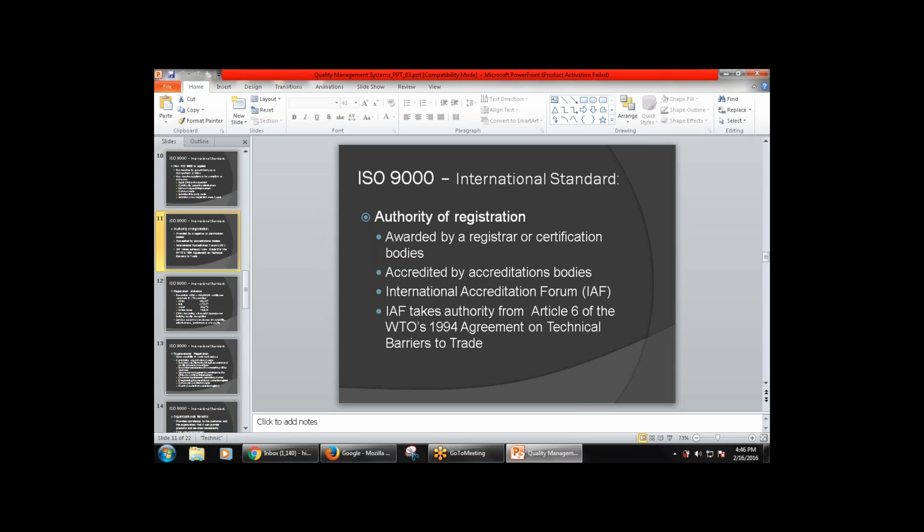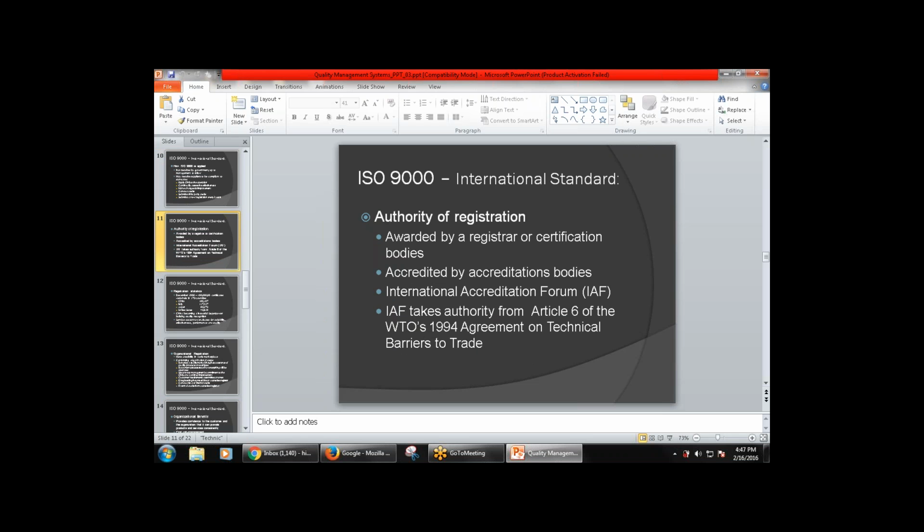Now, the next part is the authority of the registration. That is, by which authority will the registration be carried out? It is awarded by the registrar or certification bodies. That means whenever I want to register with the ISO, the registration will be given by the registrar or the certification bodies.